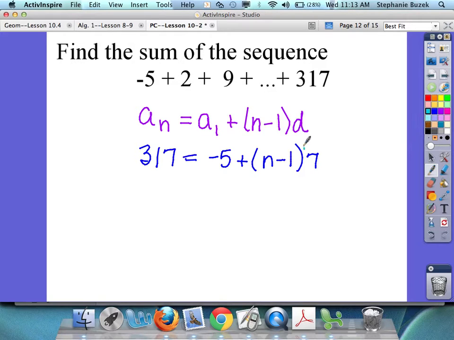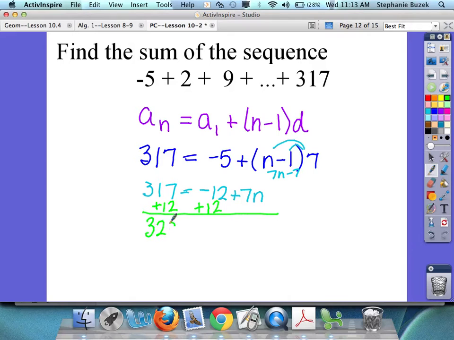So the very first thing I'm going to do is distribute. So when I distribute, I get 7n minus 7. So really I get 317 equals -5 plus, oh, take that back. Not -5, what do I end up having? -12 plus 7n. Okay, so now let's go ahead and add 12. So I end up getting 329 equals 7n.